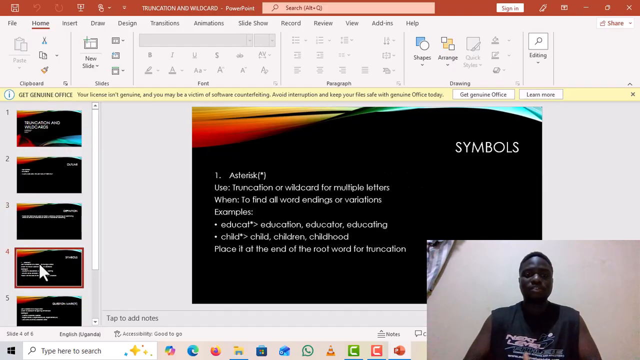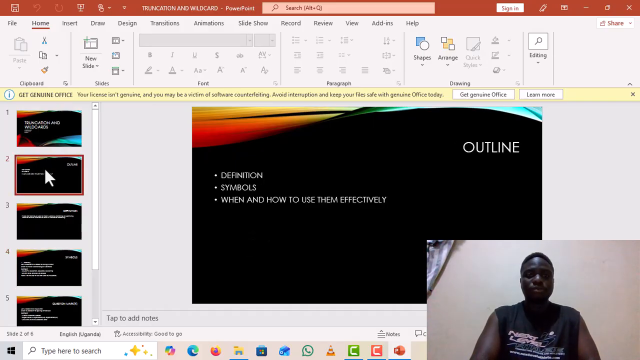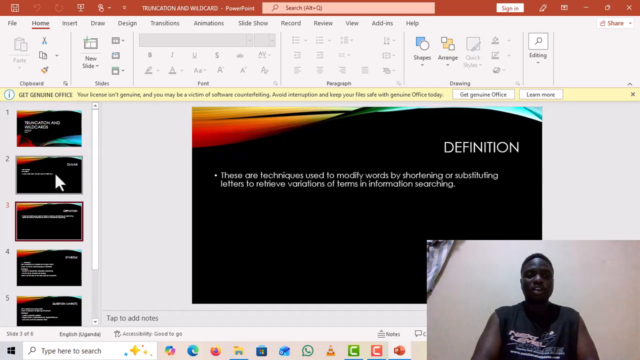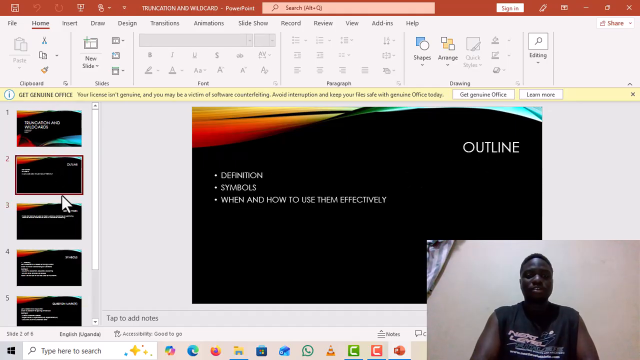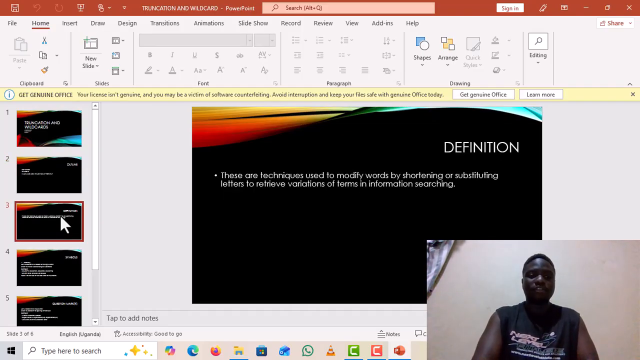We shall go to the next slide, which is the symbols, where we have the asterisk. So it looks like a star. So here, what I tried to do was combine the symbols and when and how to use the symbols effectively. I'll just go directly through each symbol and explain when and how it will be used effectively.